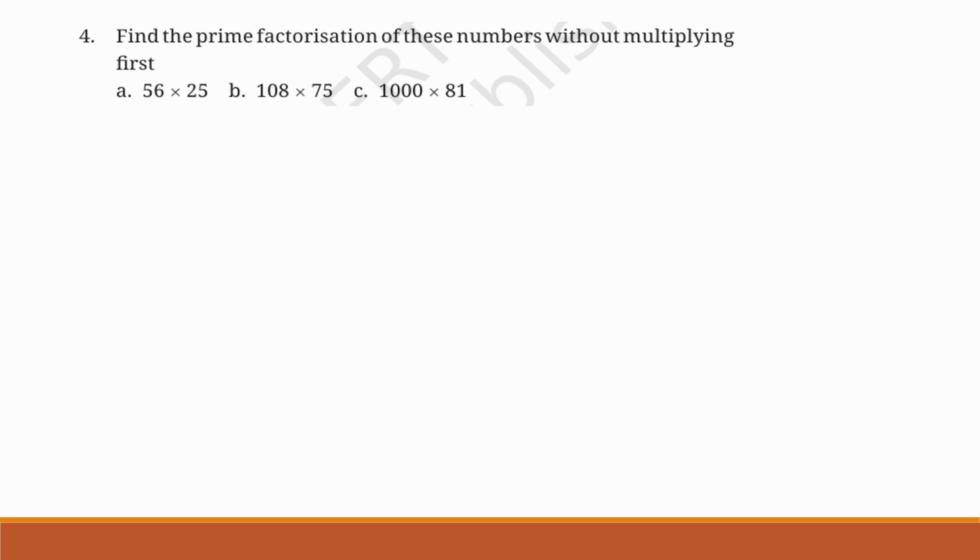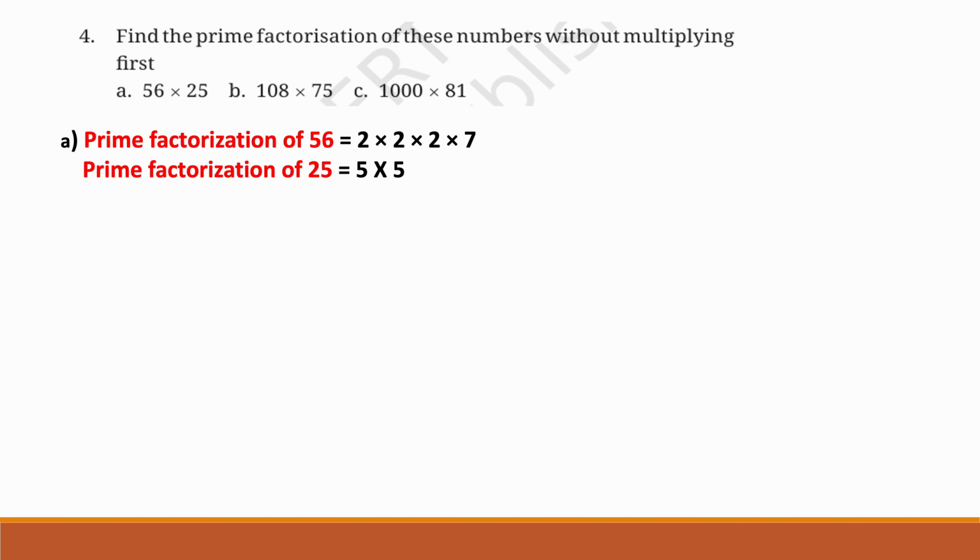Find the prime factorization of these numbers without multiplying first. First one is 56 into 25. First we have to find the prime factorization of 56. 56 is equal to 2 into 2 into 2 into 7. Then prime factorization of 25, 5 into 5. Therefore, 56 into 25 is equal to 2 into 2 into 2 into 7 into 5 into 5.